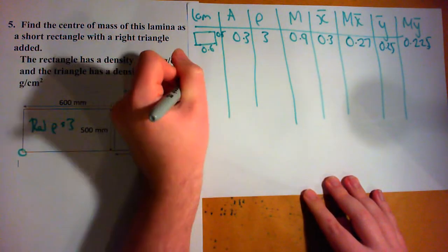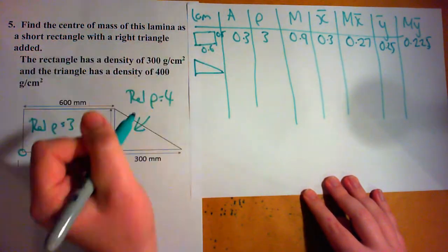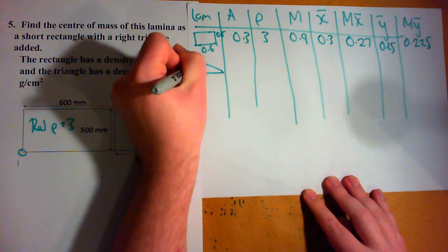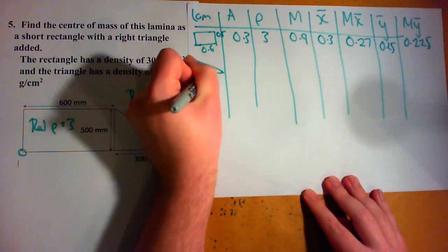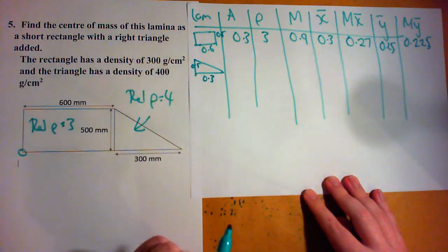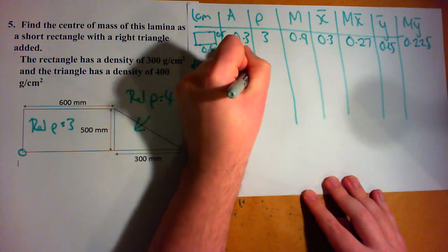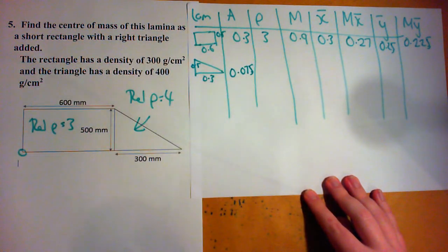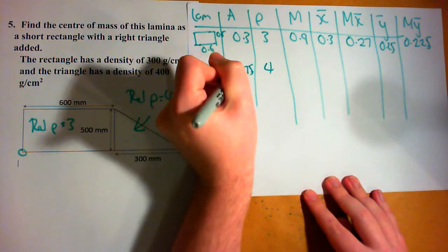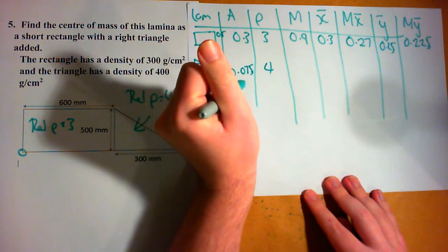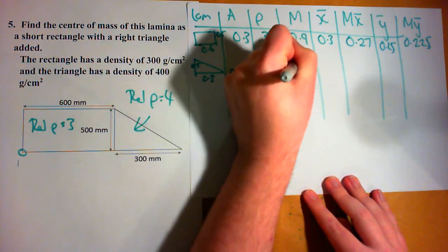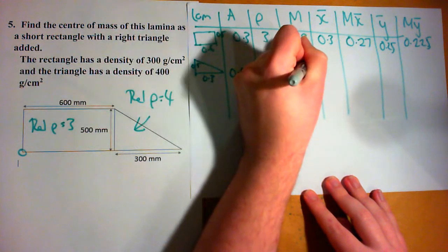Now we have the triangle, which has a height of 0.5 and a width of 0.3, working in metres. So your area is half base times height, half of 0.3 times 0.5, which is 0.075. Its relative density is 4. So our mass is going to be 0.075 times 4, giving us 0.3.